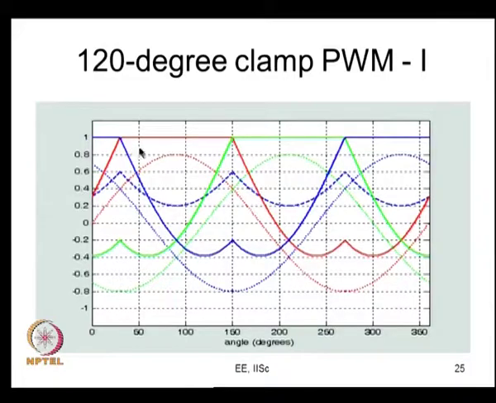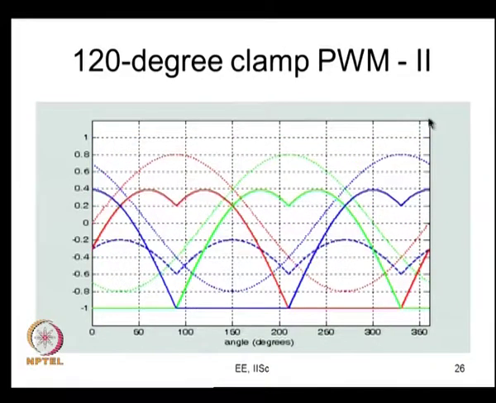What happens? The conduction loss in the top transistor is going to be very high, and the conduction loss in the bottom transistor is not going to be that high, because the first half and the second half of the modulating signals are not really symmetric. The loss in some subcycle here and the loss in some subcycle here are not going to be equal, and the loss in the top device and bottom device are going to be unequal, and that is a problem with this 120 degree clamp PWM.